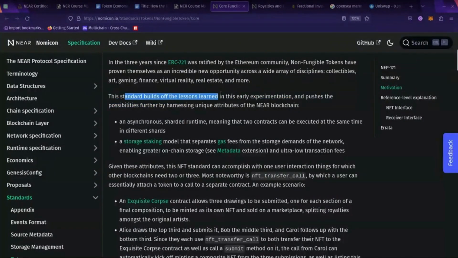So this standard goes off the lessons learned in this early experimentation and pushes the possibilities further because of some specifics on Near. Some of those specifics we've talked about in the past. On Ethereum, everything is an atomic transaction, so everything's happening in the same block. You're not worried about transferring an NFT to someone and the next block happens and it hasn't gotten there yet, and so you don't know if the funding should be received.